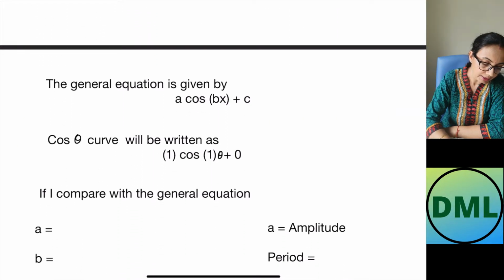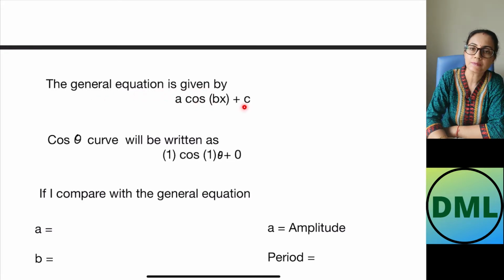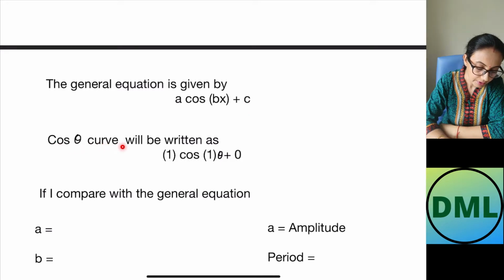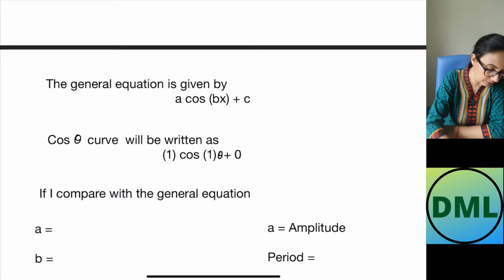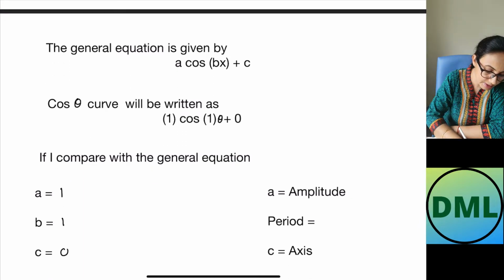We have the general equation of the graph, which will be given by a cos bx plus c. The cos theta curve will be written as 1 cos 1 theta plus 0. If I compare this with my general equation a cos bx plus c, I will find out that the value for a is 1, the value for b is also 1 and the value for c is 0. Let's write down the values here. The value for a is 1, the value for b is also 1 and the value for c is 0.